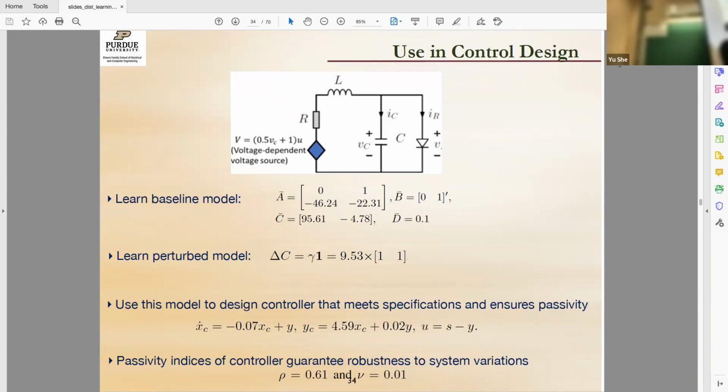And the interesting thing is that I get guarantees on how non-passive the system is. So I can use this model to design a controller, and I can get passivity indices of this controller that guarantee the closed loop system remains passive, even though the system might change a little bit. So this is a model-based approach in some sense. I learn the model, and I learn a control element model.